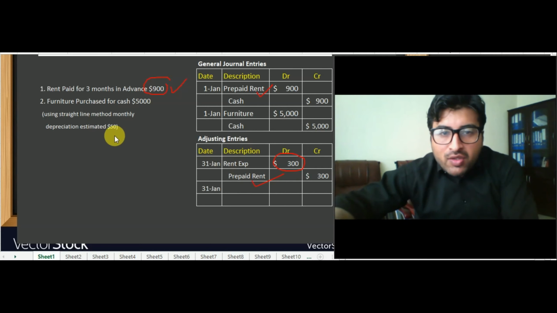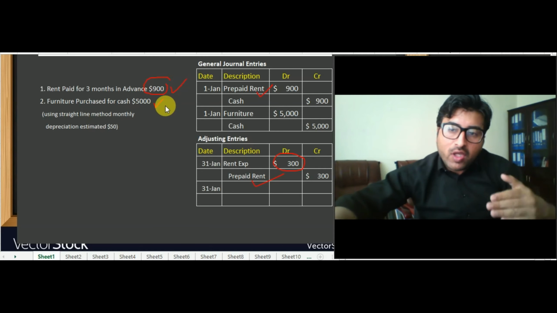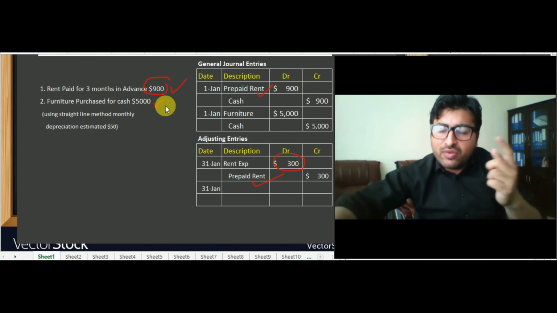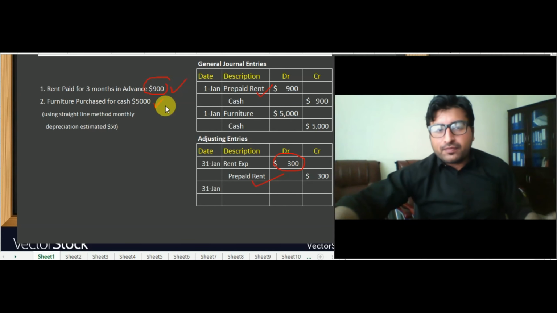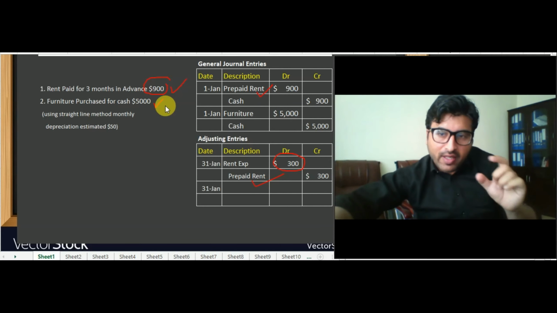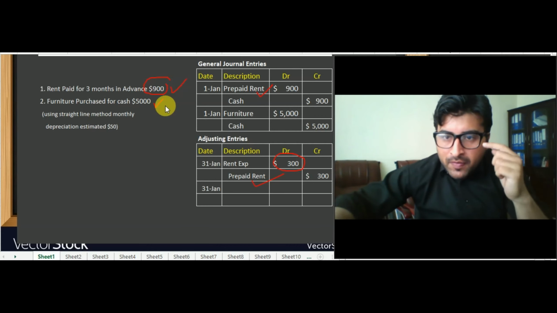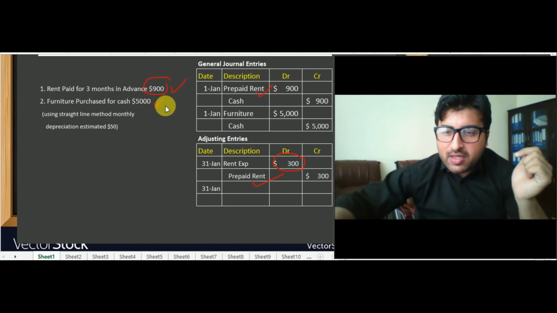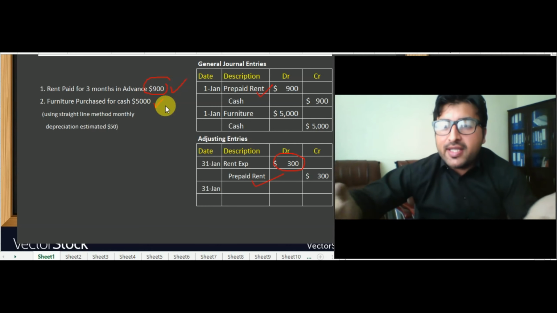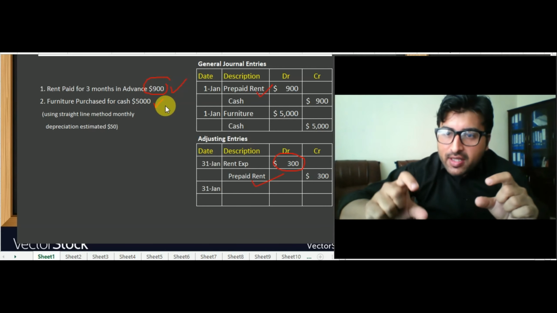Now we come to the second transaction, which is the furniture purchase. Think about it. Not only are we converting the current asset into expenses, but also the fixed asset. So if you purchased the furniture at the beginning of January, now after 1 month, think about it, how much of the furniture converted into expenses? Why? Because the furniture is definitely used in the business. So when you use it, its value is decreasing.